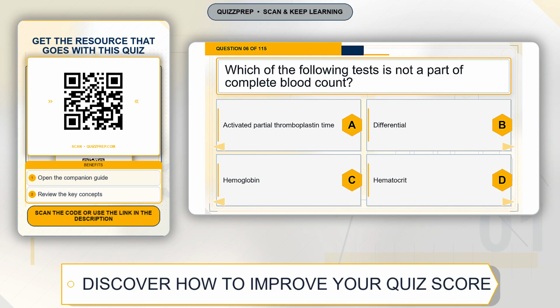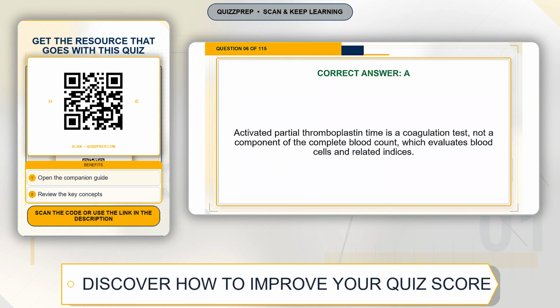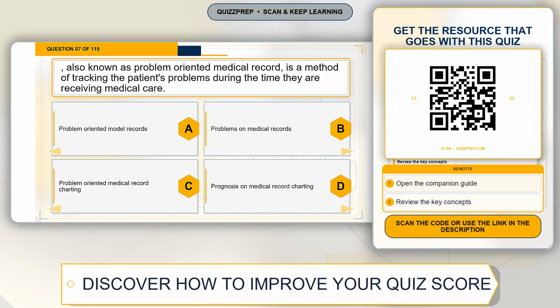Question 6. Which of the following tests is not a part of complete blood count? Option A, activated partial thromboplastin time. Option B, differential. Option C, hemoglobin. Option D, hematocrit. The correct answer is option A, activated partial thromboplastin time. Explanation. Activated partial thromboplastin time is a coagulation test, not a component of the complete blood count, which evaluates blood cells and related indices.